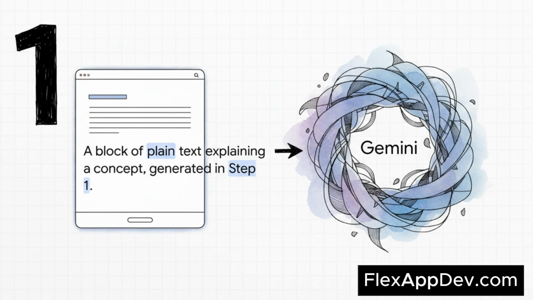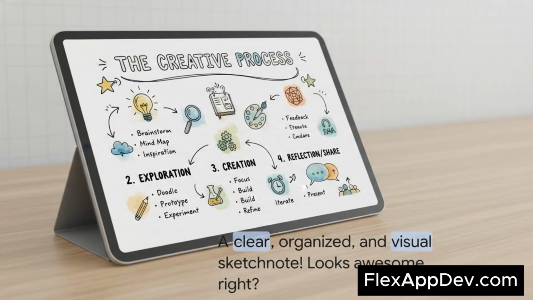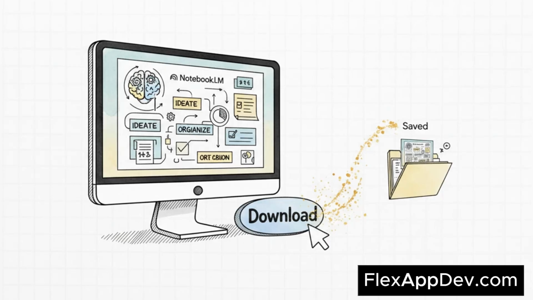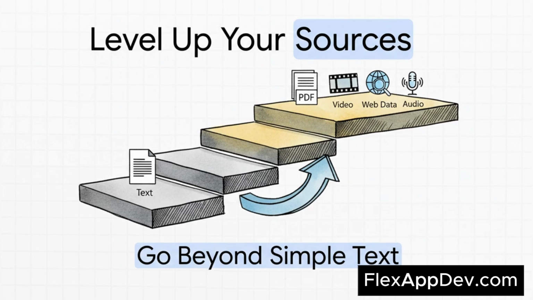So remember that nice, clean explanation we made earlier? Gemini takes that block of text and turns it into this, a super clear visual sketch note. How cool is that? Love how it turned out? Great, just hit that download button. But wait, it gets even better.